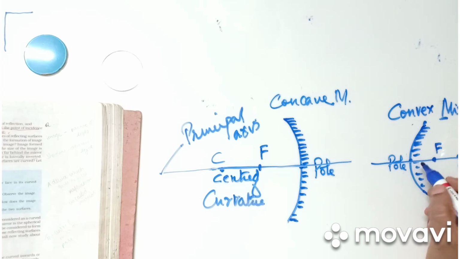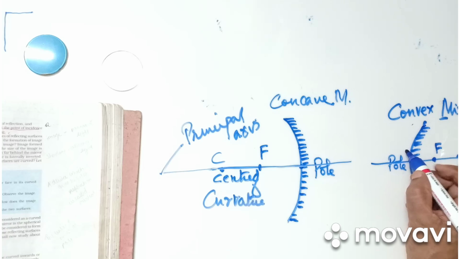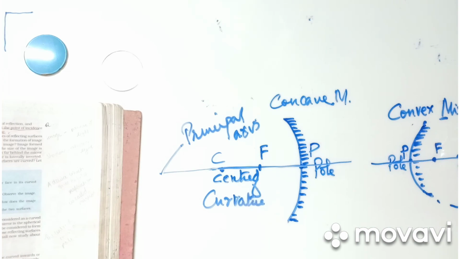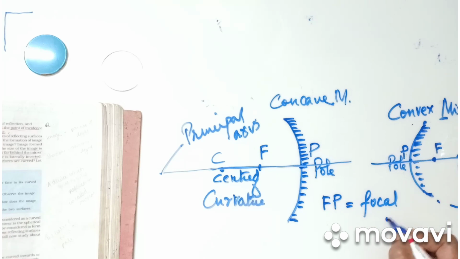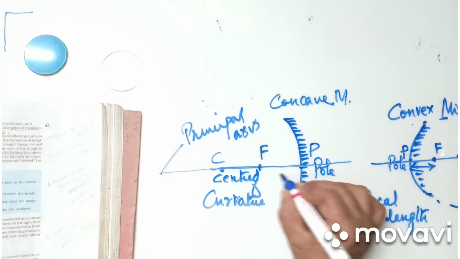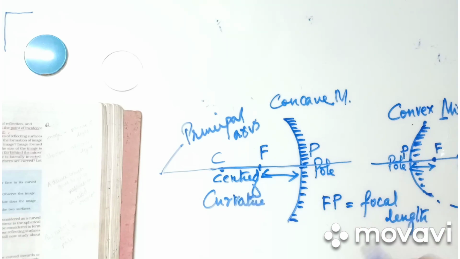Okay, and this length, suppose the pole is represented by the letter P. Then FP is called the focal length. What is it? The focal length. FP is called the focal length. Is it clear? Then what is CP or PC? CP, I told you, is the radius of curvature. What is it? Radius of curvature.